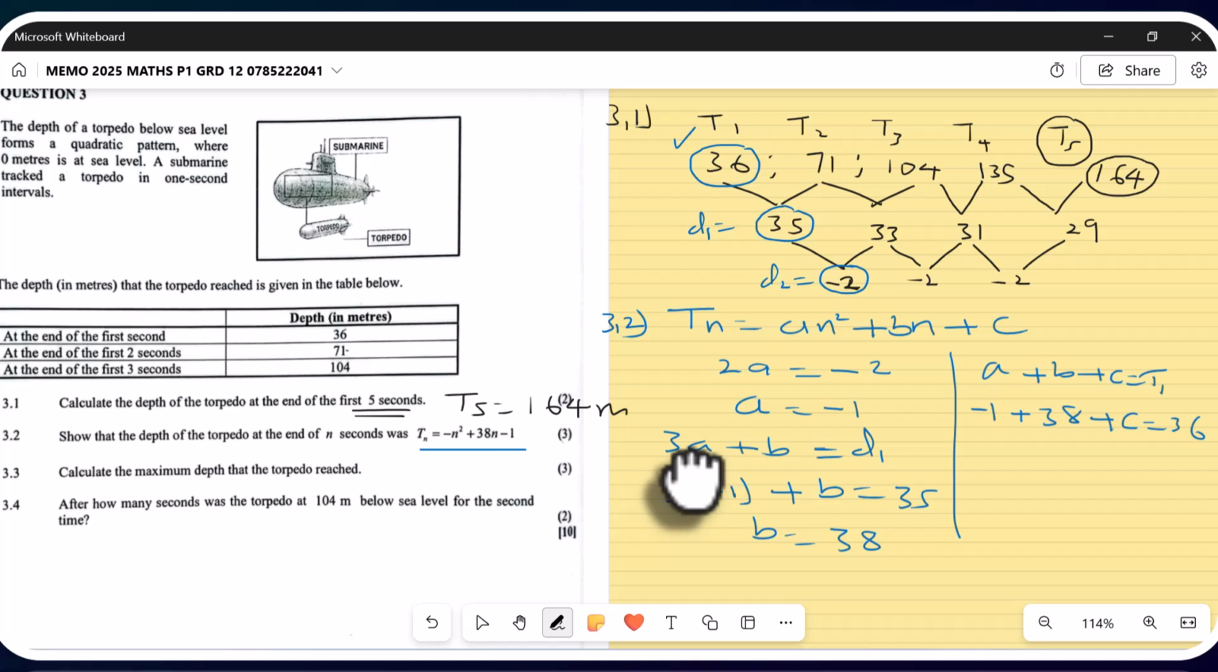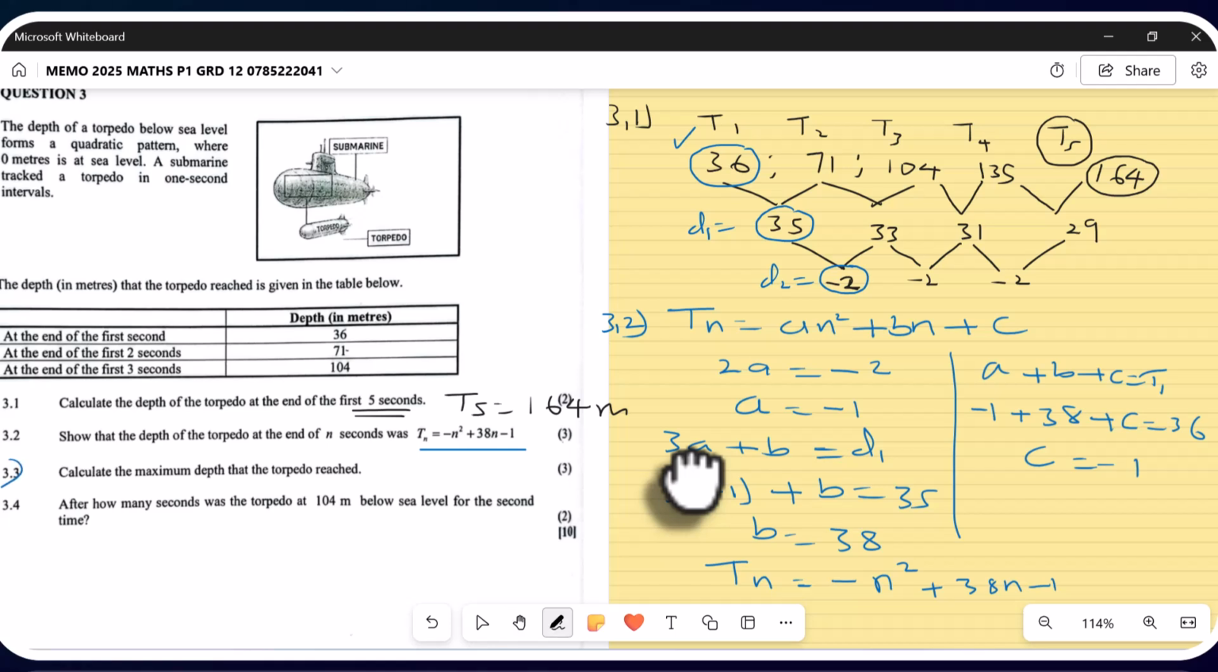So therefore, our Tn is given by what? Tn equals our a, that's negative 1n squared, okay? Negative n squared. Then our b is 38, so plus 38n, and our c is minus 1 as required. So hope we are together, guys. Then next, I say here that we must calculate the maximum depth that the torpedo reached. Calculate what? The maximum depth the torpedo reached.